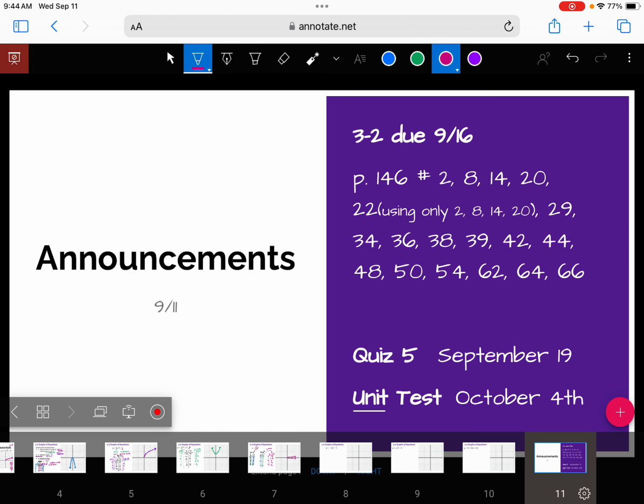We will keep working in section 3-2 the rest of this week. So homework 3-2 is not due until Monday. Monday. What's up?